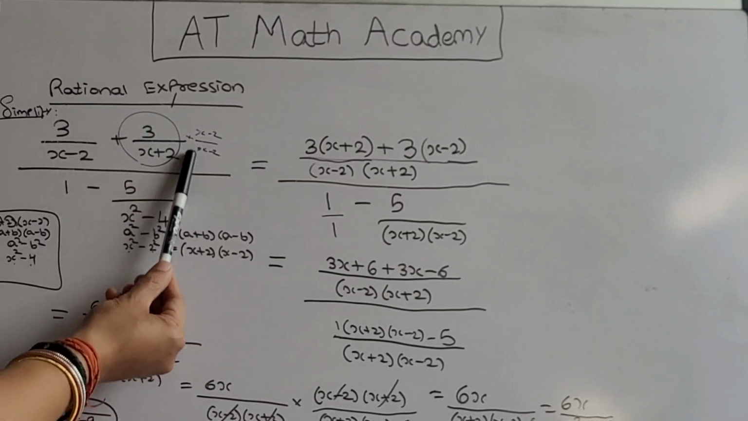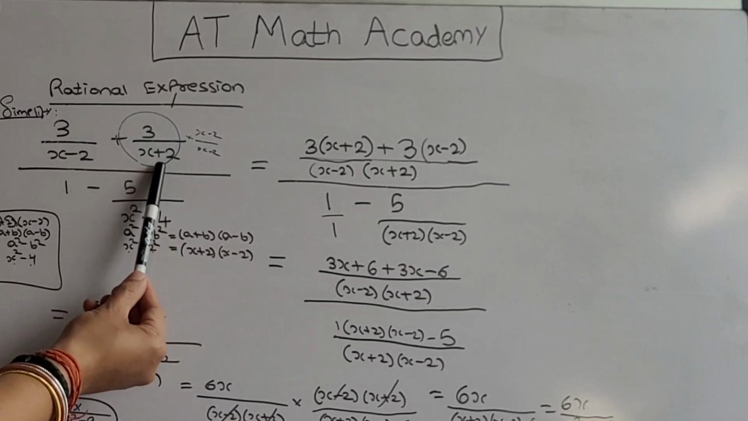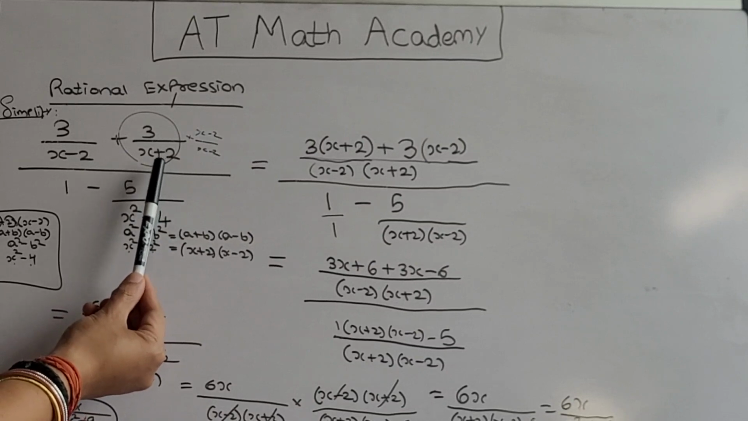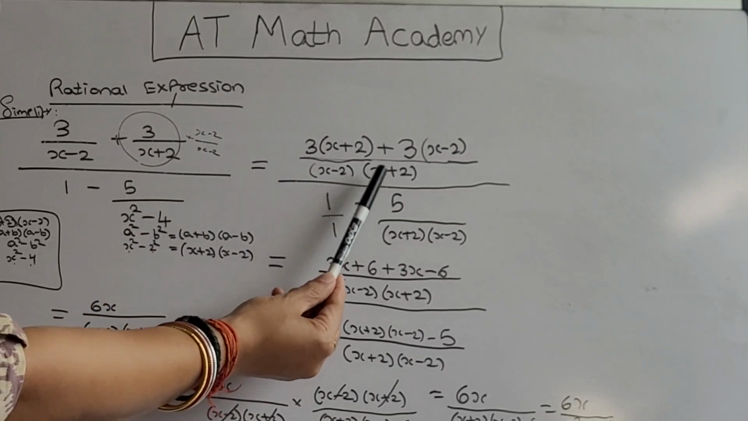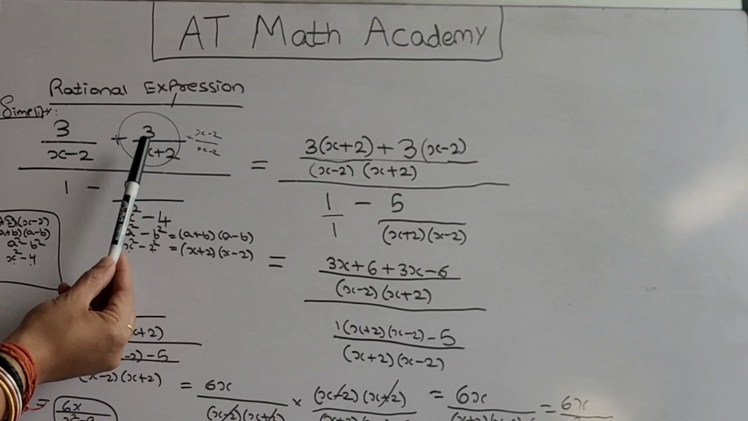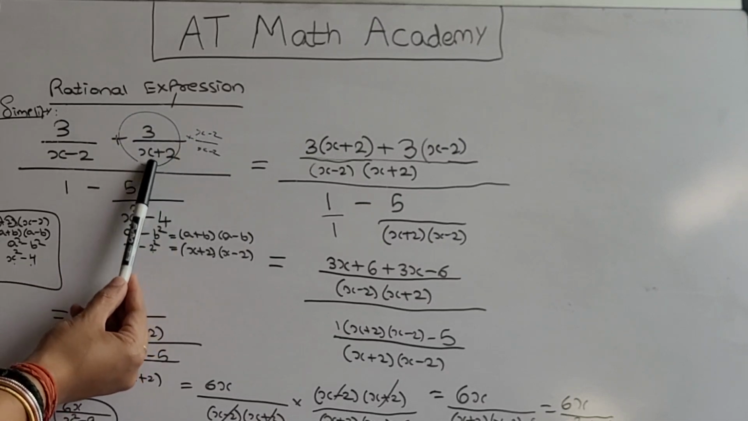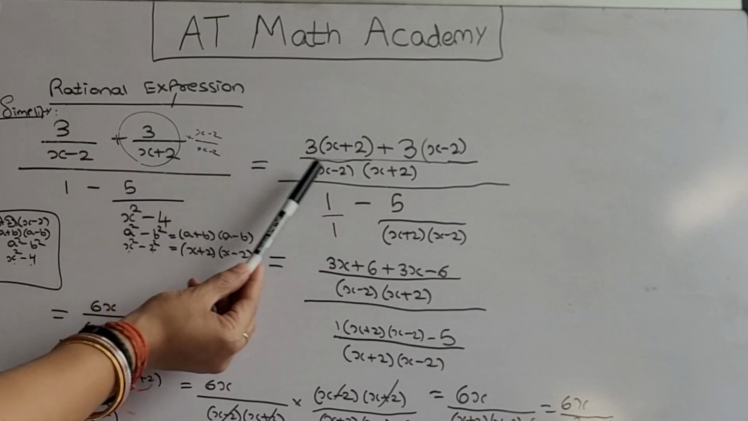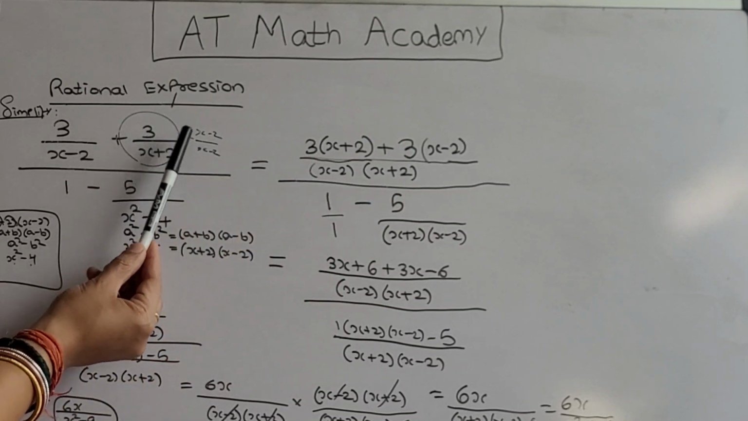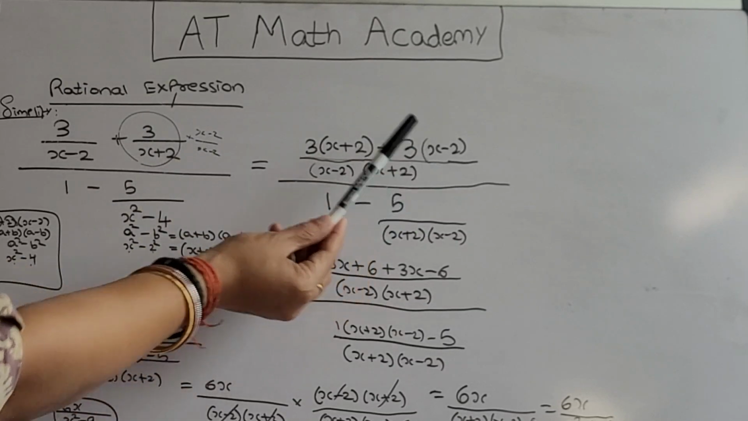And here when you observe in my second term, I have the denominator as x plus 2. But my common denominator is x minus 2 into x plus 2. So I need to multiply this fraction with x minus 2, such that the denominator becomes equal to the common denominator and the numerator should be multiplied with x minus 2.